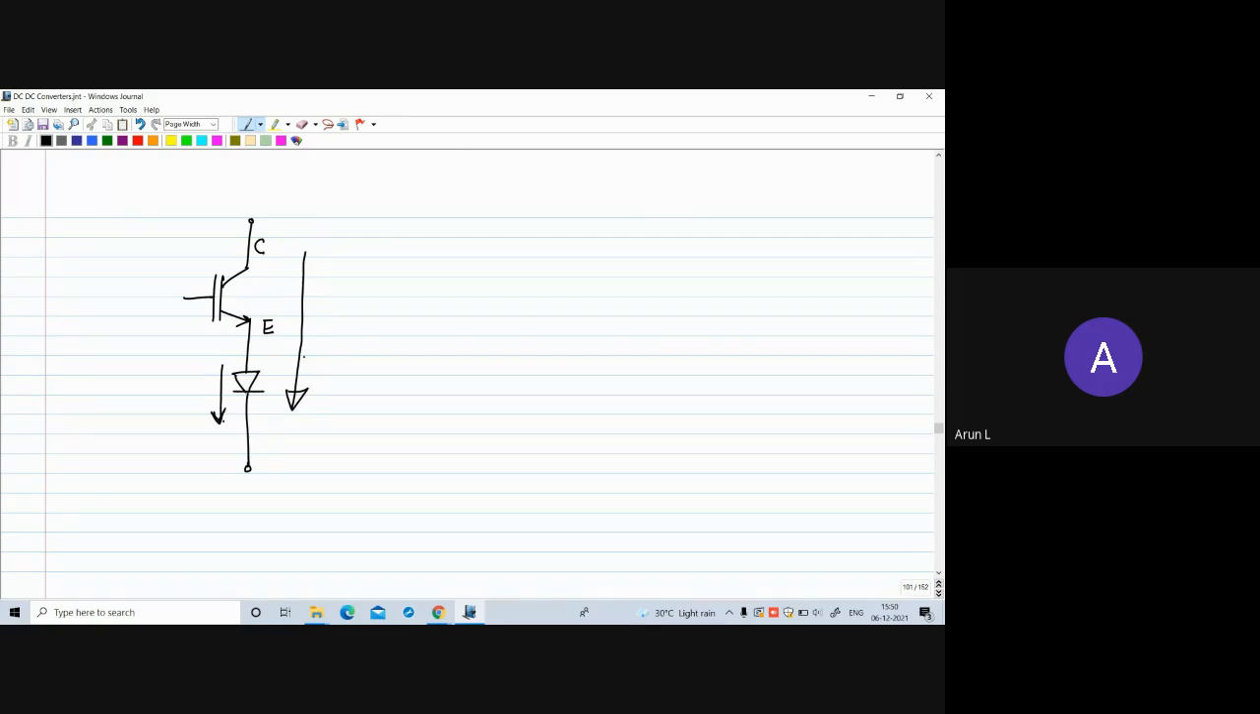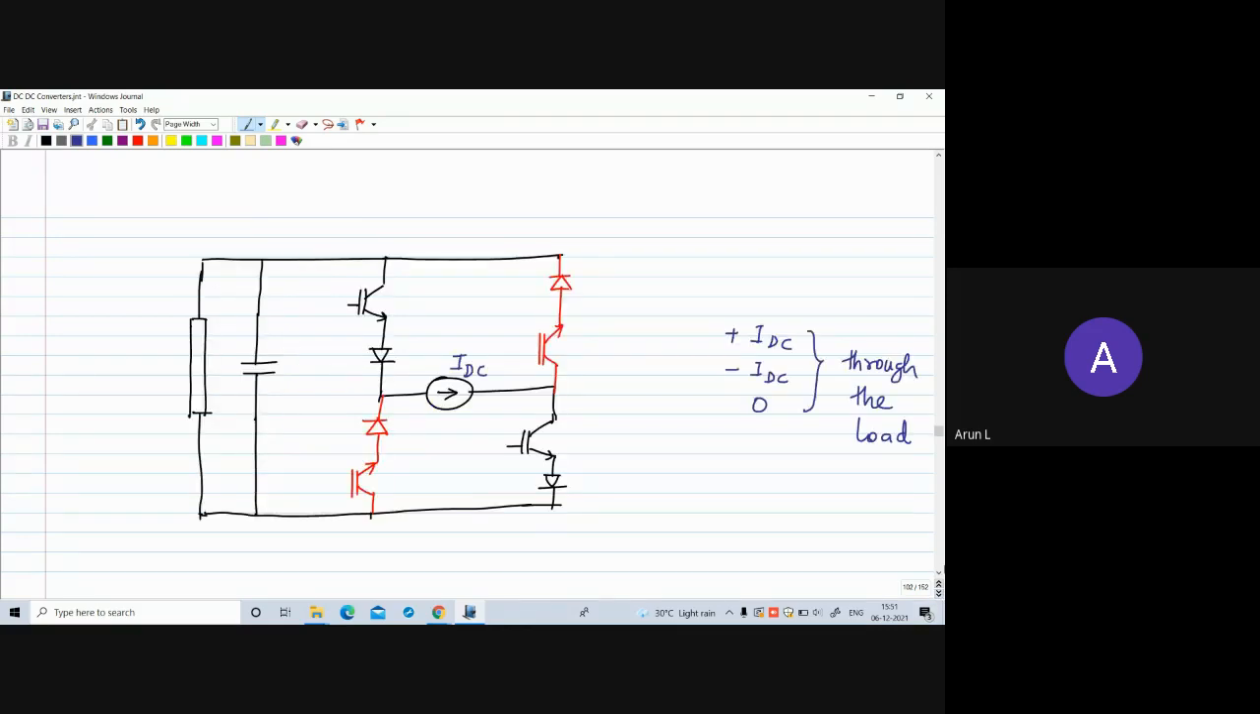So it has unidirectional current carrying capability, but it can block voltages of either polarity, because when a positive voltage appears across collector to emitter, this IGBT can block a positive voltage. When a reverse voltage appears, like this minus, plus, this diode can block a negative voltage. So voltage of either polarity can be blocked by the series combination of IGBT and diode. So we can replace the switch by an IGBT and diode series combination.